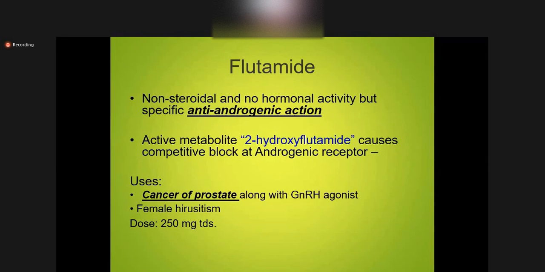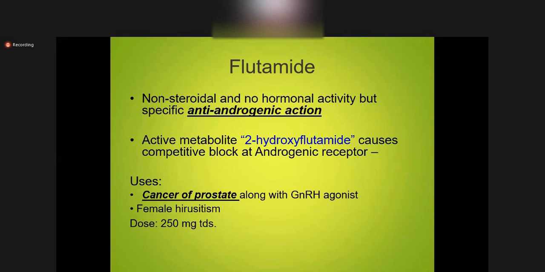So this is the main androgen blocker or anti-androgen drug that acts at the receptor level and competitively blocks the androgenic receptor. We use it in CA prostate, or cancer of the prostate, along with the GnRH agonist, the gonadotropin releasing hormone agonist, and in female hirsutism.